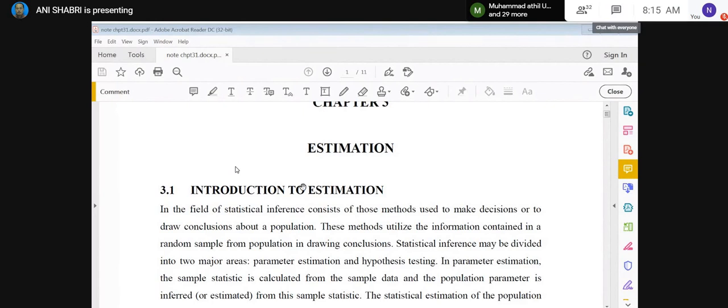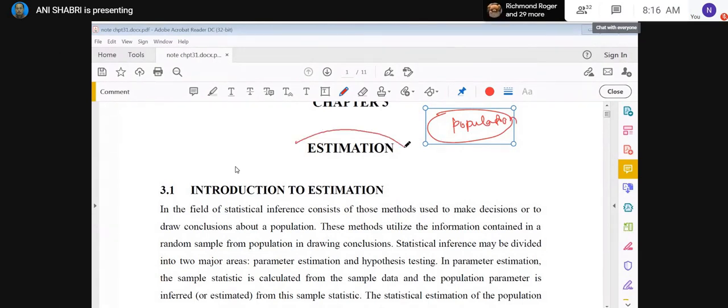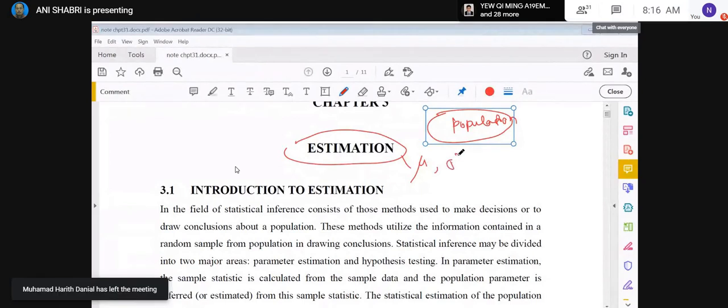Okay, about estimation in statistics, we are interested in mu. What is the symbol mu? Mean. In statistics, we are interested in the mean and variance.